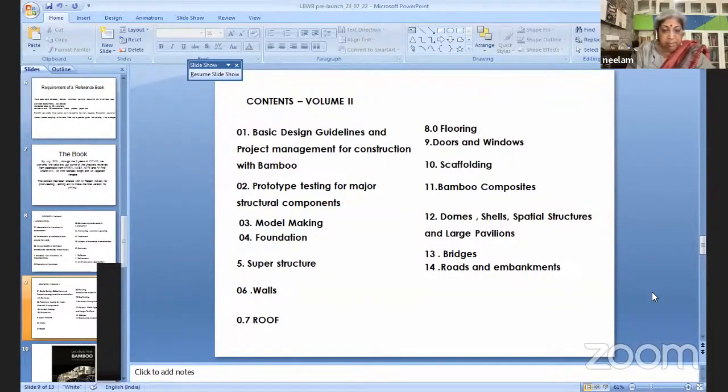And then model making, which is a very important part of construction with bamboo, and then foundation, superstructure. Each one we took separately: flooring, doors and windows, scaffolding, composites. And then bamboo is a very light material, so domes, shells, spatial structures and large pavilions. It's one of the best materials to build these large-span structures. Then bridges and roads and embankments and miscellaneous. This is how the whole two-volume set works.